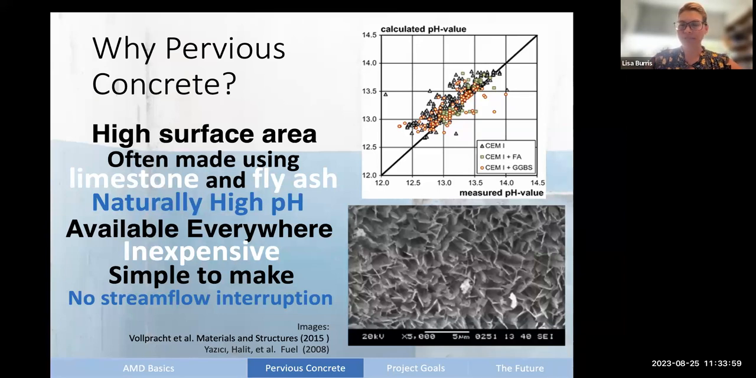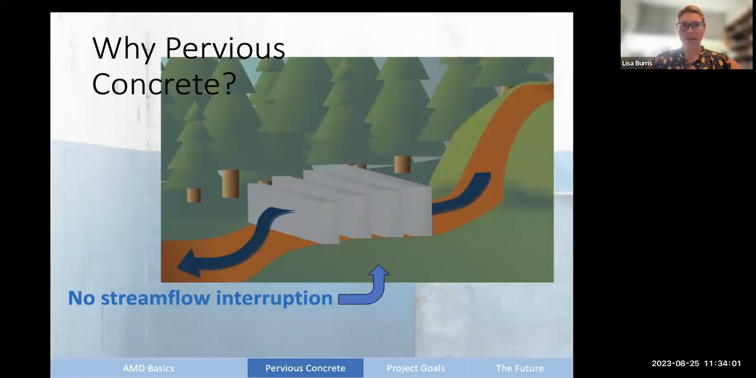located within the stream. And so this is kind of the idea that I had, was to create a panel system where we would incorporate it into the stream. We'll have the water flow through it. We'll solve for the AMD.